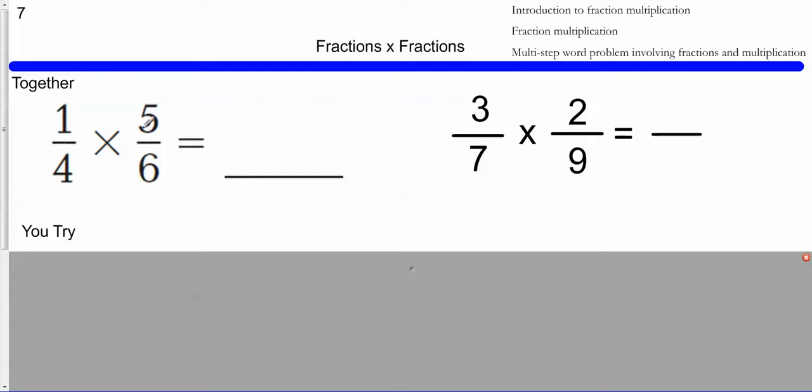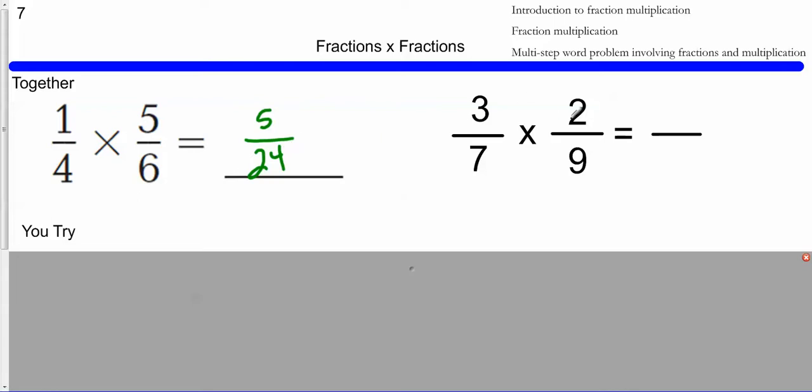The commutative property of multiplication allows me to simplify prior to multiplying, but I can't because the greatest common factor of 5 and 4 is 1. The greatest common factor of 6 and 1 is 1. So multiply across. I get 5/24. I can't simplify 5/24 because the greatest common factor is 1.